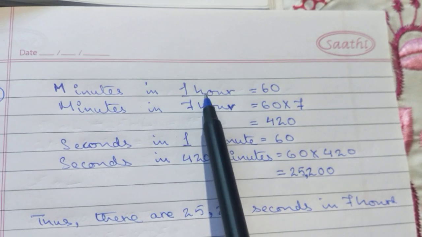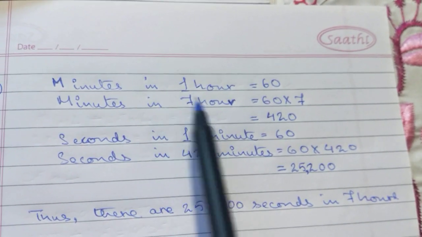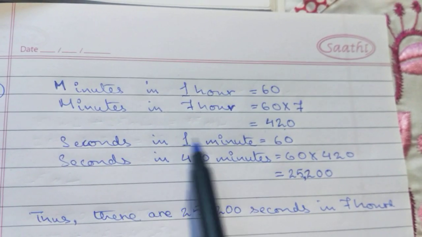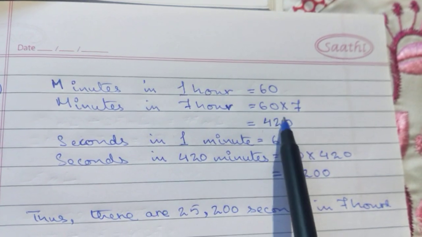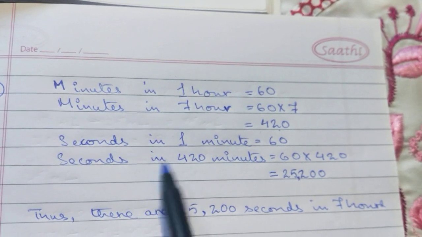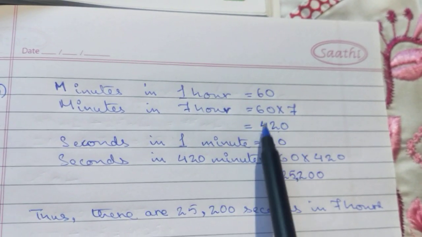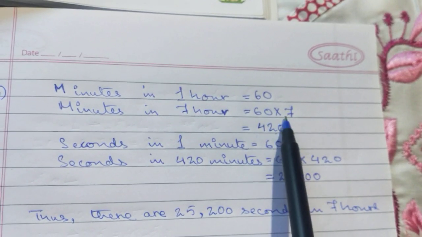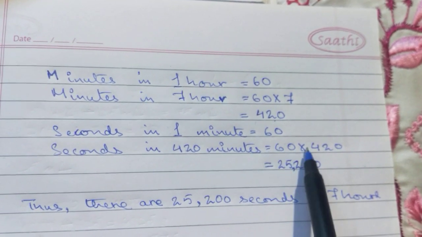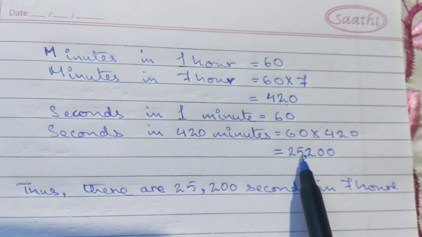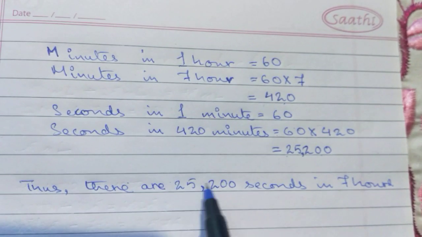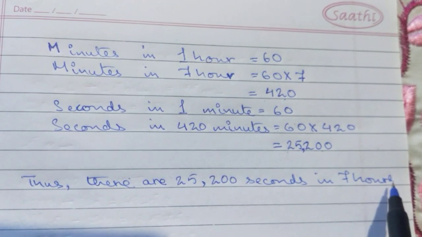Okay, so minutes in 1 hour is equal to 60. Minutes in 7 hours will be 60 into 7, that will be 420. Now seconds in 1 minute is equal to 60. Now you have got how many minutes there are in 7 hours. So you will write seconds in 420 minutes. There are 420 minutes in 7 hours. So 420 minutes is equal to 60 into 420, that will make 25,200 seconds. So you will write thus there are 25,200 seconds in 7 hours. Okay.